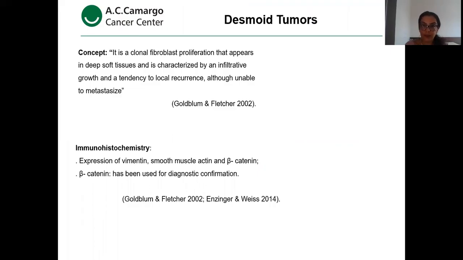Then the next question was, can we use this method to try to find circulating tumor cells in the blood of patients with desmoid tumors? We know that desmoid tumors are a clonal fibroblast proliferation that appears in deep soft tissues and is characterized by an infiltrative growth and a tendency to local recurrence, although unable to metastasize. So do these tumors release circulating tumor cells in the blood? We didn't know. And we know that by immunohistochemistry, the pathologists evaluate the expression of vimentin, actin, and beta-catenin in the tissue. And beta-catenin has been used for diagnostic confirmation.